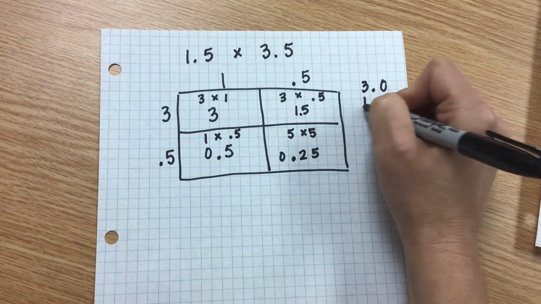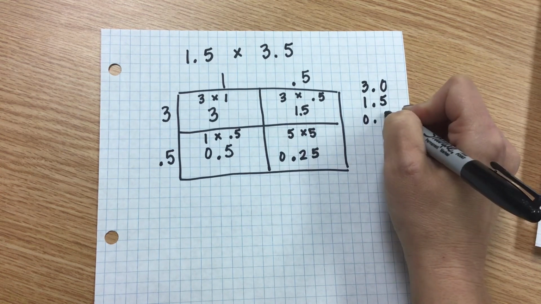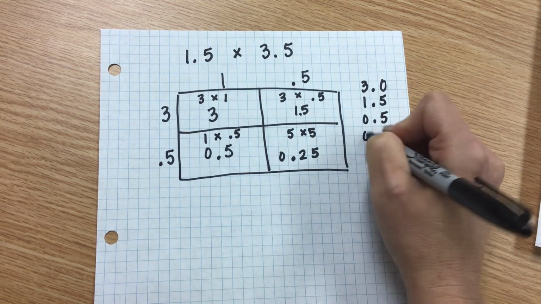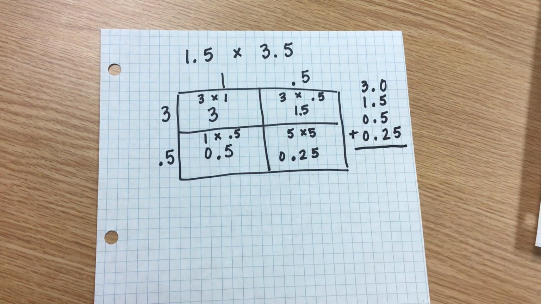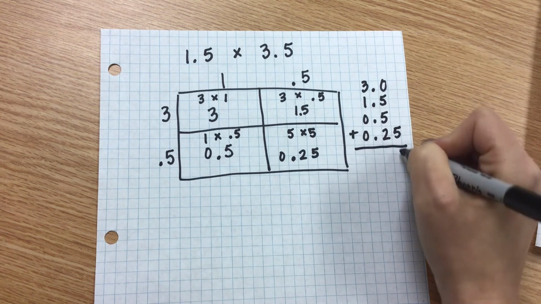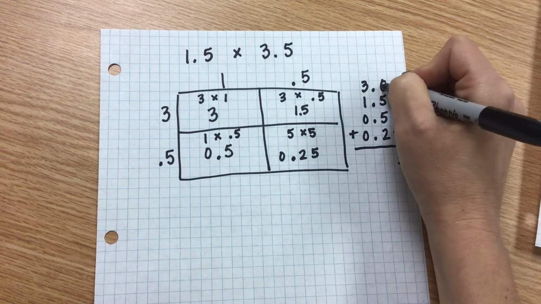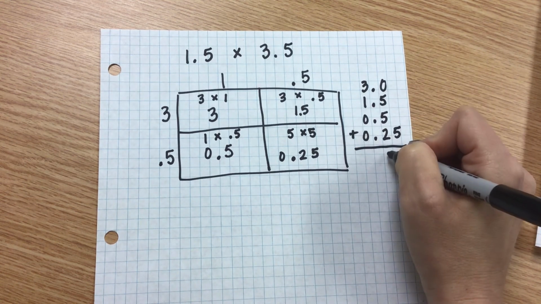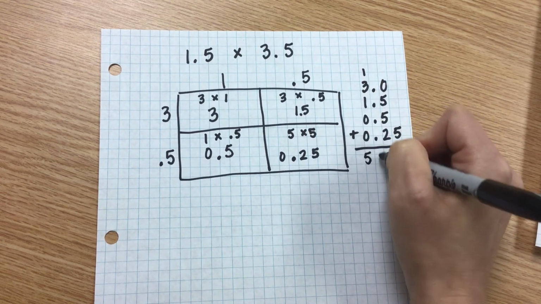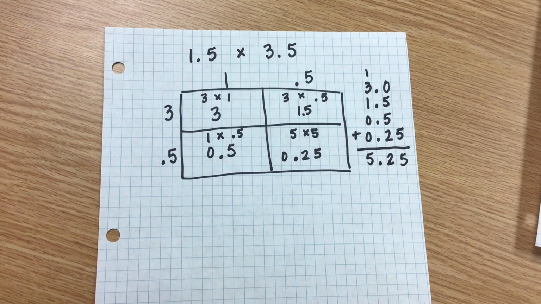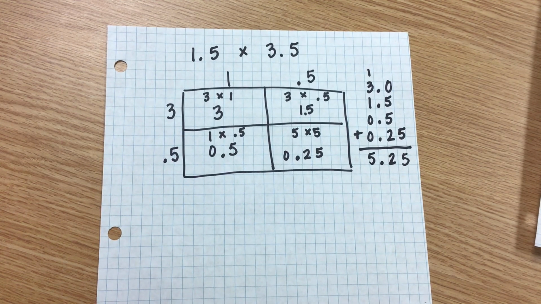And I have 1.5, half, and 25 hundredths. So nothing right here with my 5. And bring my decimal down. So my answer is 5 and 25 hundredths.